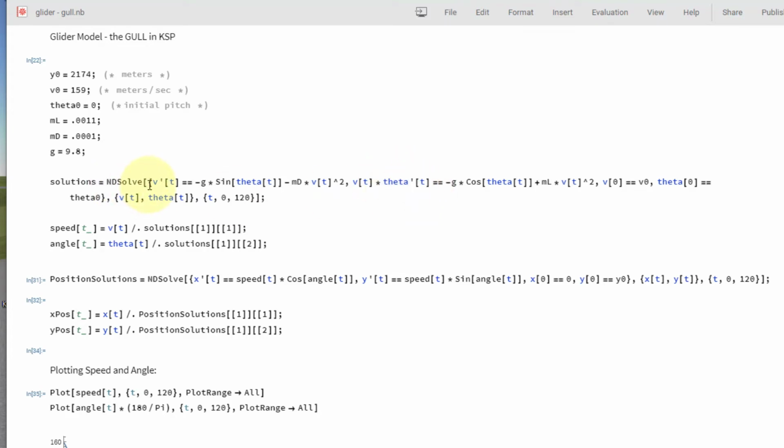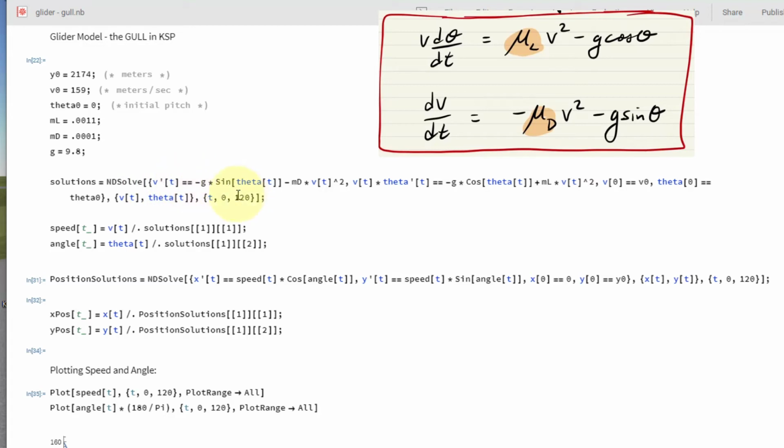So I've written in here exactly the same set of differential equations that I had derived. V prime equals negative g times sine theta minus mu drag times the velocity squared, and the function v that I'm solving for times theta prime equals negative g cos theta plus mu lift times the velocity squared. And I have set my initial speed to be v0, which I've defined up here, and my initial angle to be theta 0, which I've defined up there.